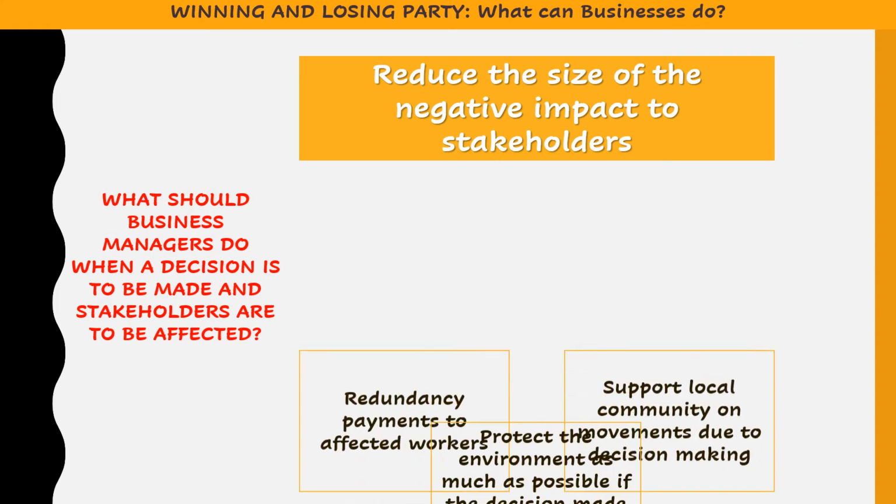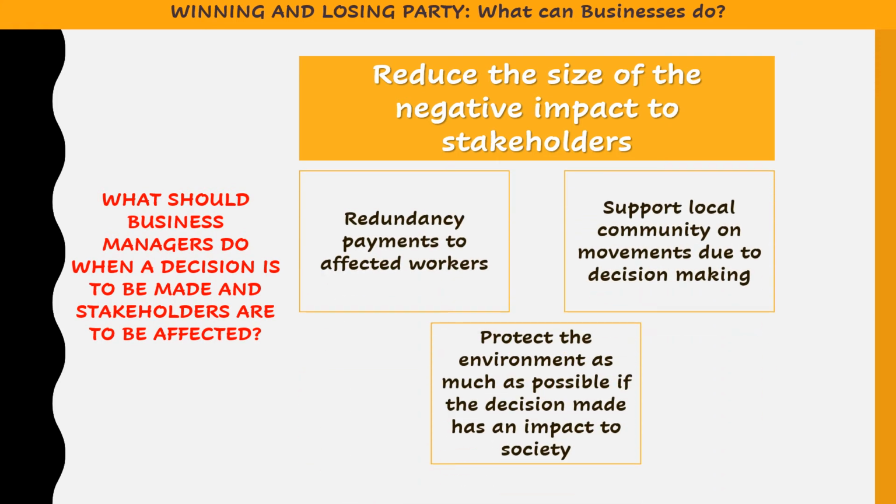Now, what are the types of examples that factory A could do to minimize the negative impact? One of them would of course be making redundancy payments to workers who would be losing their jobs. Redundancy payments here refers to money or salaries for a number of months being given to workers as compensation for losing their jobs. In this case, the money could be used for them to continue surviving for a couple of months while they look for a new job.